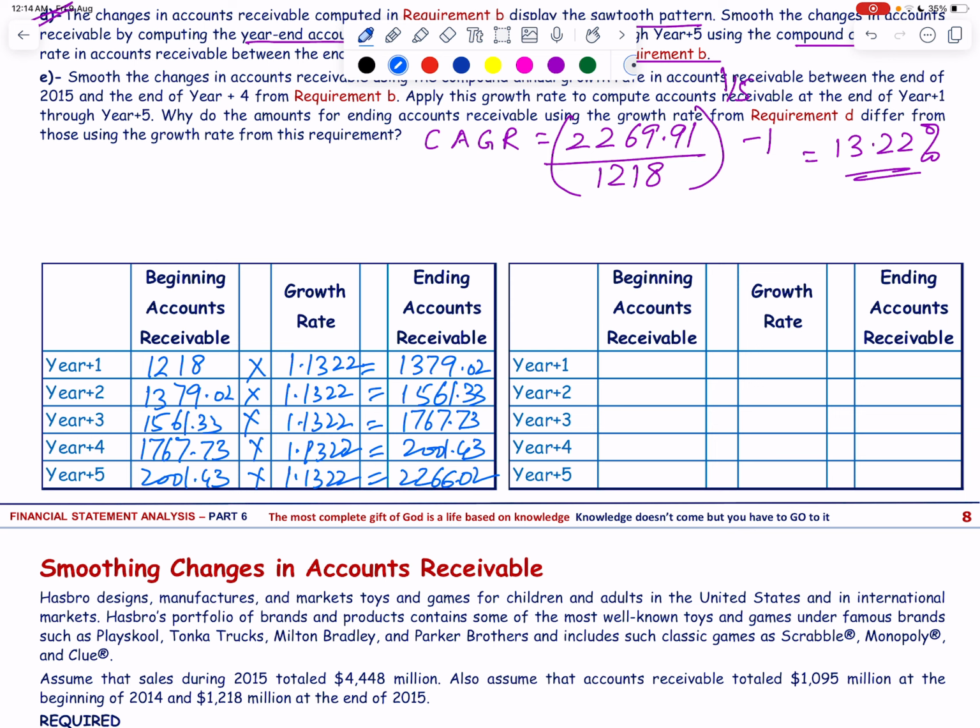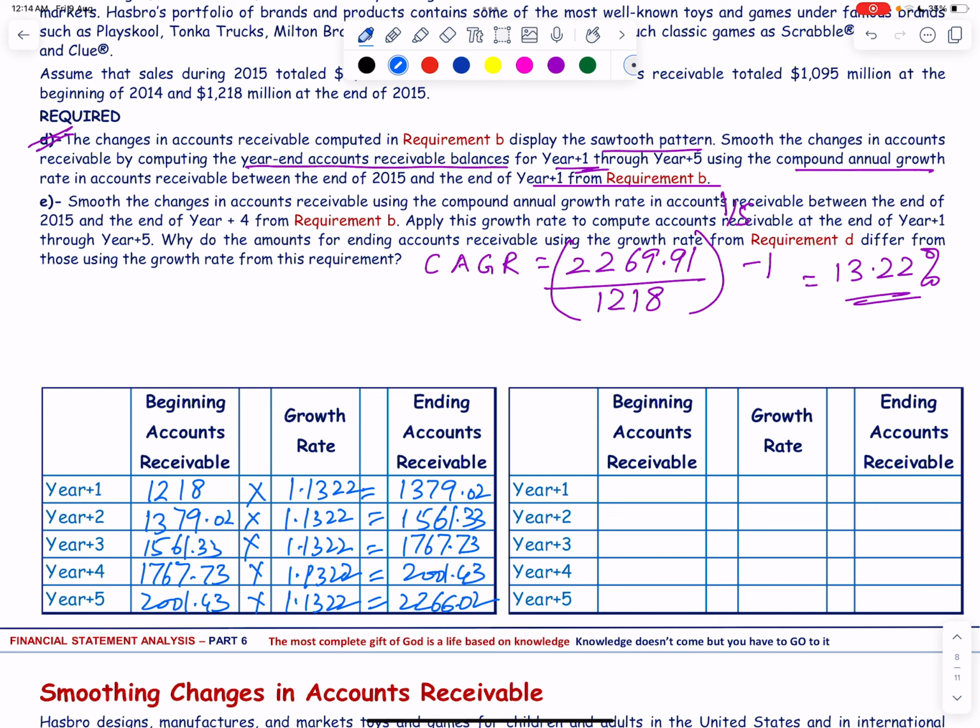And now they are asking for part E. Smooth the changes in accounts receivable using the compound annual growth rate in accounts receivable between the end of 2015 and the end of year 4. Okay, so now we will have all the same information, except that when we calculate the compound annual growth rate, it is equal to the accounts receivable at the end of year number 4 and not year number 5.